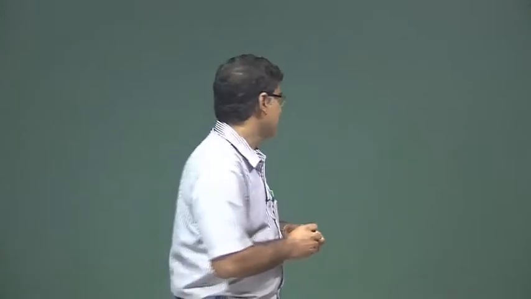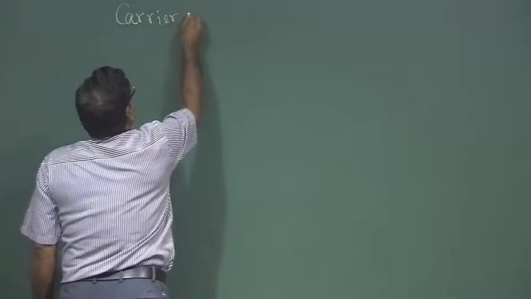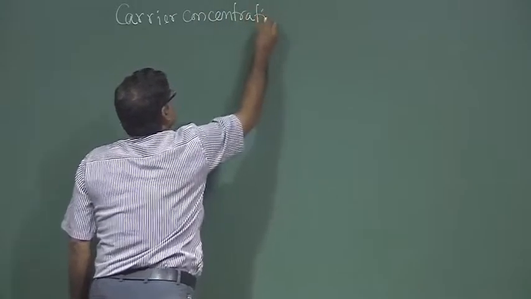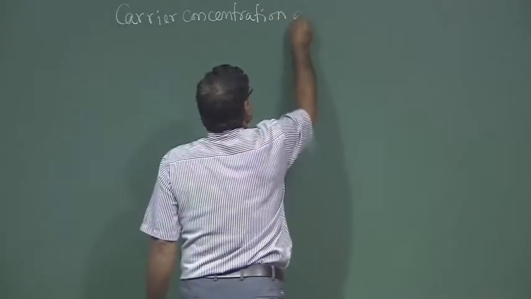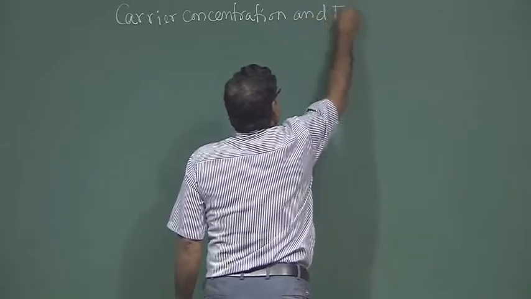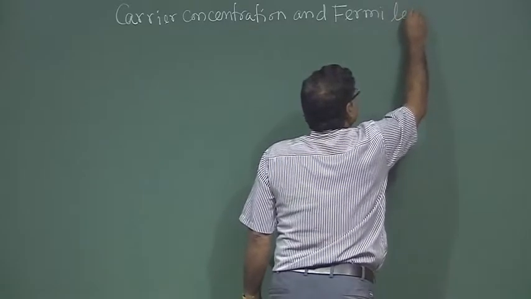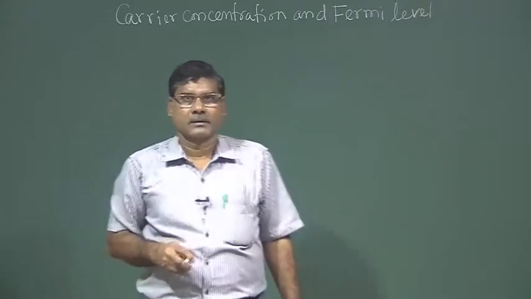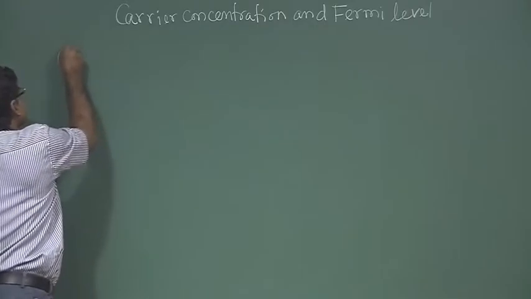So, we will discuss the carrier concentration in semiconductor and the Fermi level of that semiconductor, right. I have discussed already that there are two types of semiconductor.